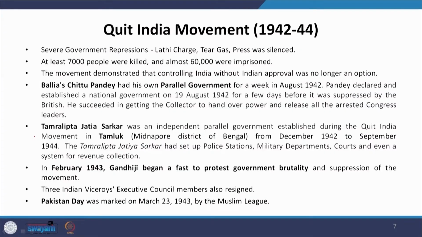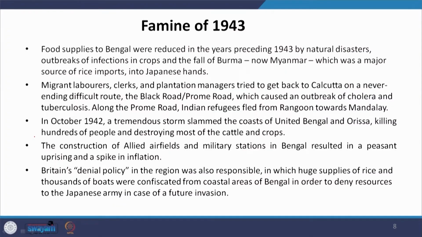In February 1943, Gandhiji began a fast to protest the government's brutality and suppression of the Quit India movement. As a result, we see that 3 Indian Viceroy's Executive Council members resigned. In the meantime, Pakistan Day was marked on March 23, 1943 by the Muslim League. Now, talking about the Quit India movement, several things are happening at the same time which vitiate the Britishers' position in India, and it actually leaves no other option than to quit India by the 1940s.